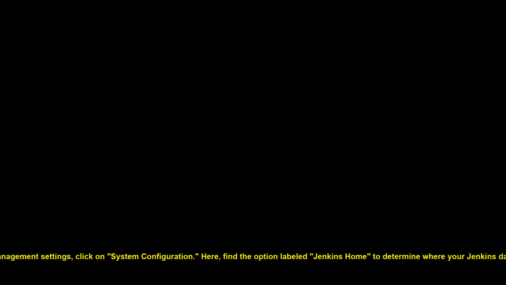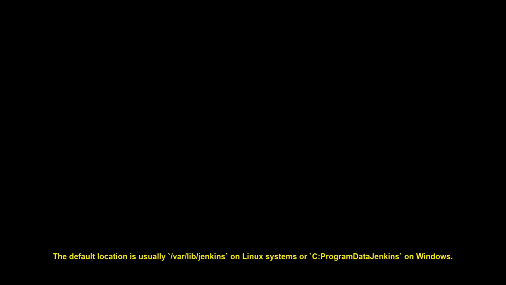Locate the Manage Jenkins option on the left sidebar. Click on Manage Jenkins to open the management settings. From the management settings, click on System Configuration. Here, find the option labeled Jenkins Home to determine where your Jenkins data is stored. The default location is usually /var/lib/Jenkins on Linux systems or C:\ProgramData\Jenkins.